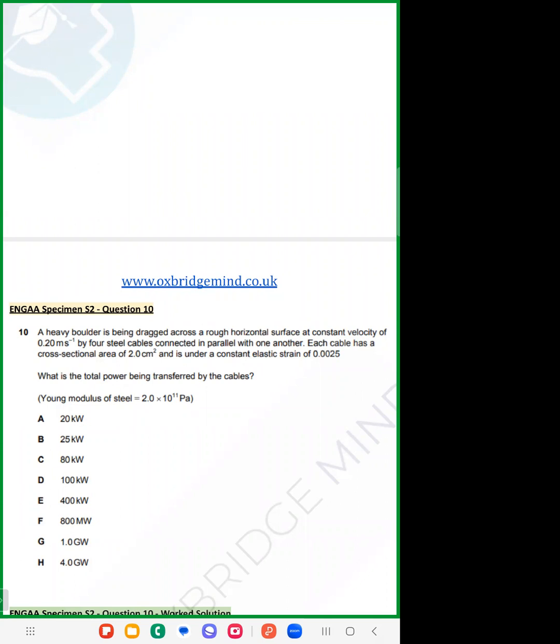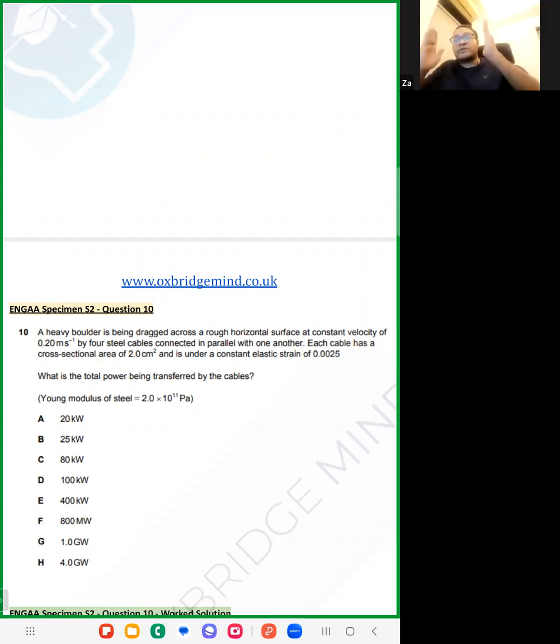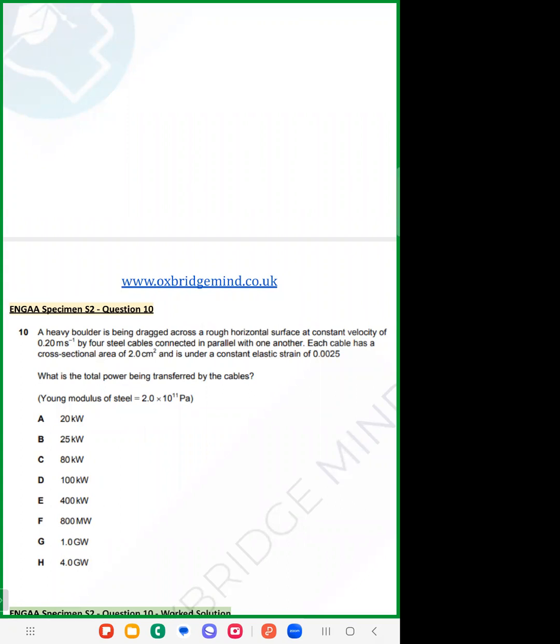Arrive at the tension, okay, and then do T dot V, 4T dot V, because there are 4 strings, right? So you have to be careful that you have to find out total tension is 4 times T, where T is tension in one cable, right? That is how you should go about it.